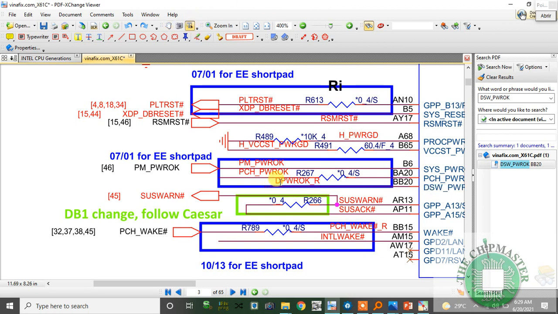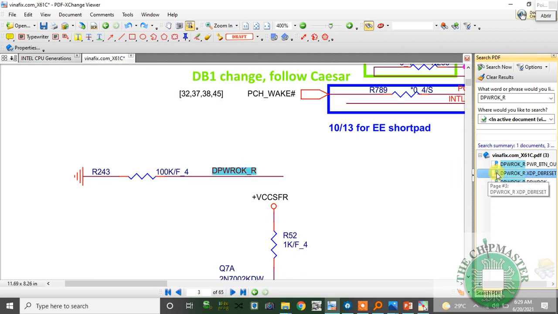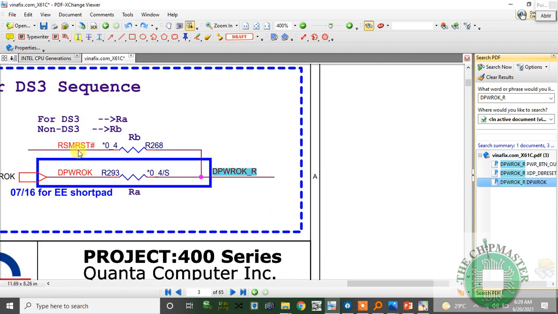If this board doesn't support DSW power OK, then it will be connected with the RSM reset signal. All right, so the RSM reset signal and deep power OK are connected together if the board doesn't support the deep sleep well. Right, see? RSM_RST, which is connected to deep power OK. So let's take a look at this.